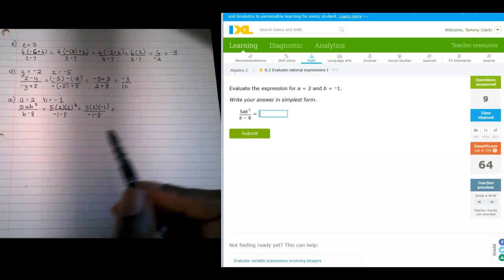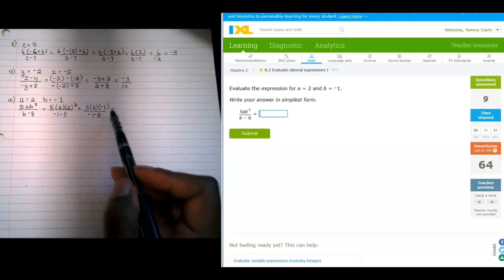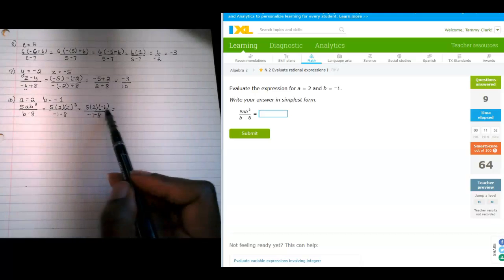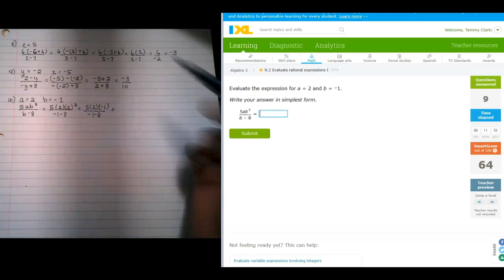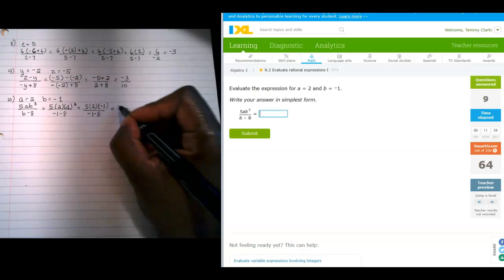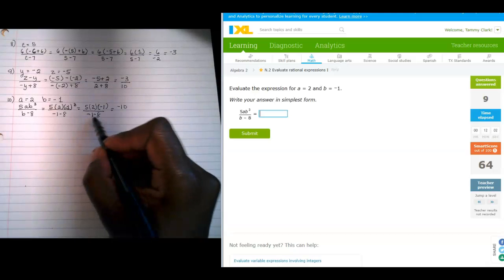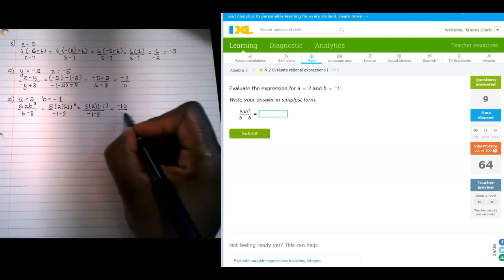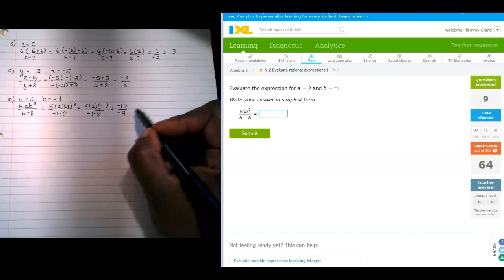Multiplication is commutative. That means it doesn't matter how I multiply, whether I multiply left to right or right to left, I'm going to get the same answer. So 5 times 2 is 10. 10 times negative 1 is negative 10. Negative 1 minus 8 is negative 9. And that gives us negative 10 over negative 9, which is 10 over 9.